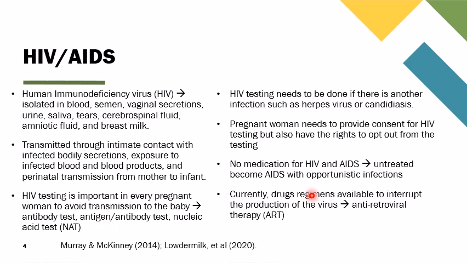And until now, there is no cure for HIV or AIDS, but untreated HIV can become AIDS with opportunistic infection. So currently, the drugs that we are using are to interrupt the production of the virus, which we call antiretroviral therapy or ART.